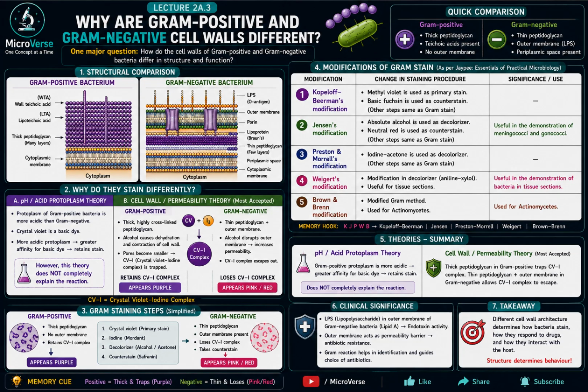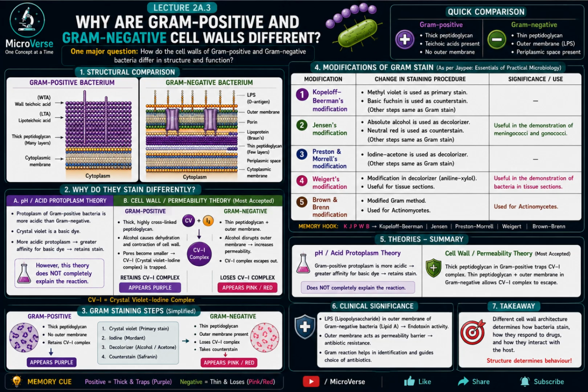Then the Preston and Morrell's modification. This modification uses an altered staining and decolorization approach to improve control of the gram reaction. Here, iodine acetone is used as a decolorizer. Then Weigert's modification. This modification is particularly useful for demonstrating bacteria in tissue section. And then the Brown and Brenn modification. Brown and Brenn is used for mostly actinomycetes.